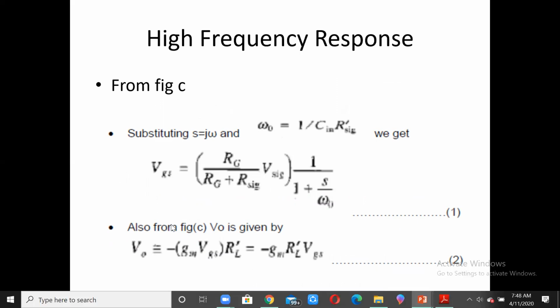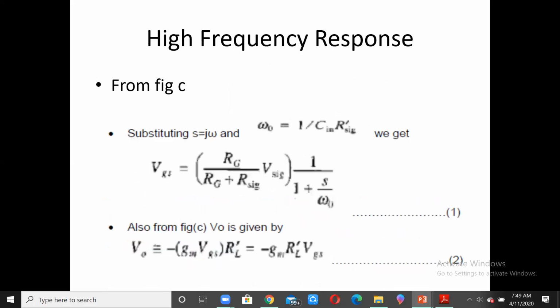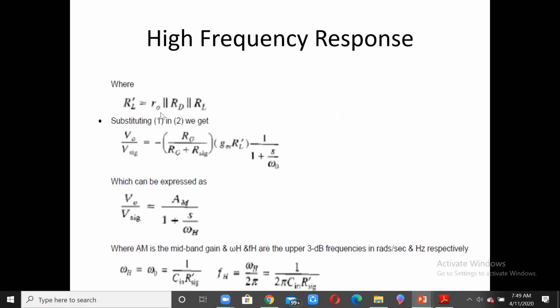From this, the VGS value can be substituted into the expression for V naught. We can see from figure C that V naught is equal to minus GM RL dash VGS. This we have already found. Substituting the VGS we have derived now into this, we get the value which is something like this. So substituting 1 in 2, we get this expression.